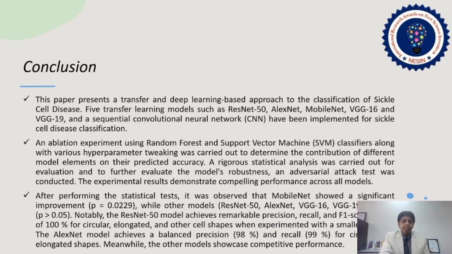Notably, the ResNet 50 model achieves remarkable precision, recall, and F1 score values of 100%. This is tremendous achievement, 100% for circular, elongated, and other cell shapes when experimented with a smaller dataset. The AlexNet model achieves a balanced precision, that is 98%, and recall 99% for circular, elongated shapes. Meanwhile, the other models showcase competitive performance.